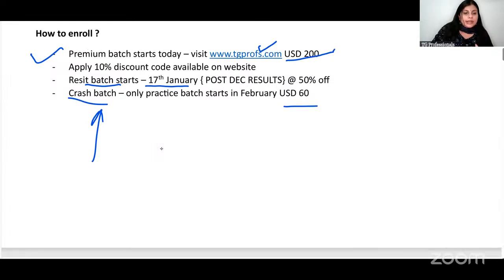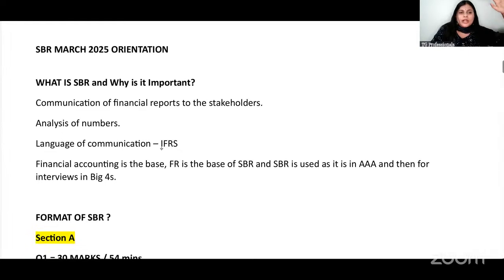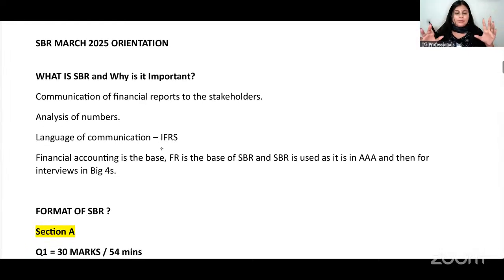Correct? Okay. That being said, that's all done with what is done for SBR and TG Profs, and everything is sorted. The admin thing has been talked about. Let's talk purely and merely about SBR. What is strategic business reporting? Let's understand it.